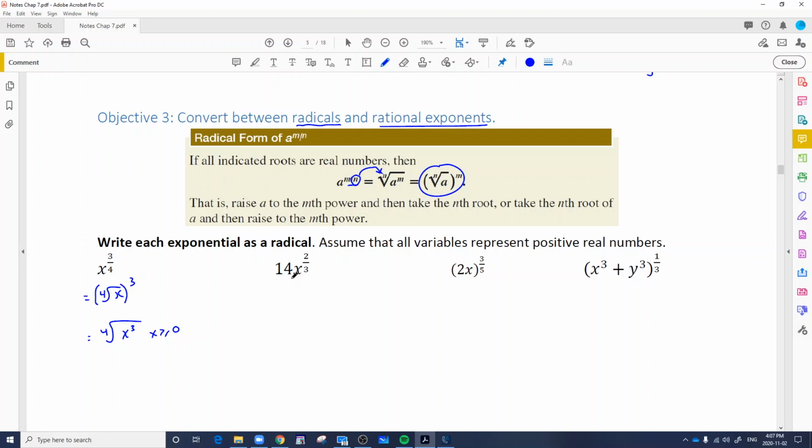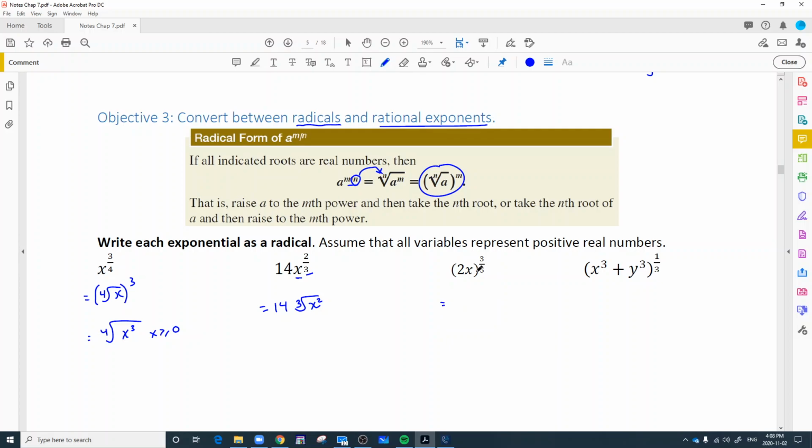All right, with this one, again, you can pause the video right now and give these a go, or you can keep watching. In this one, I hope you realize that the rational exponent of 2/3 is only on the x, not the 14. So this would be 14 times the cubed root of x squared. All right, the next one.